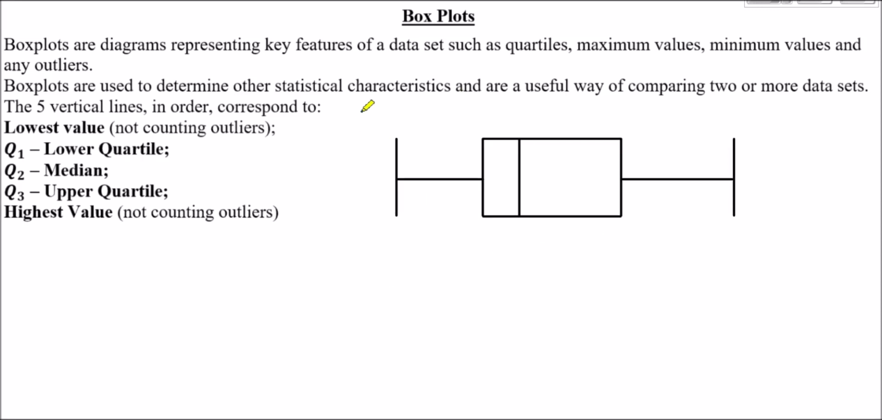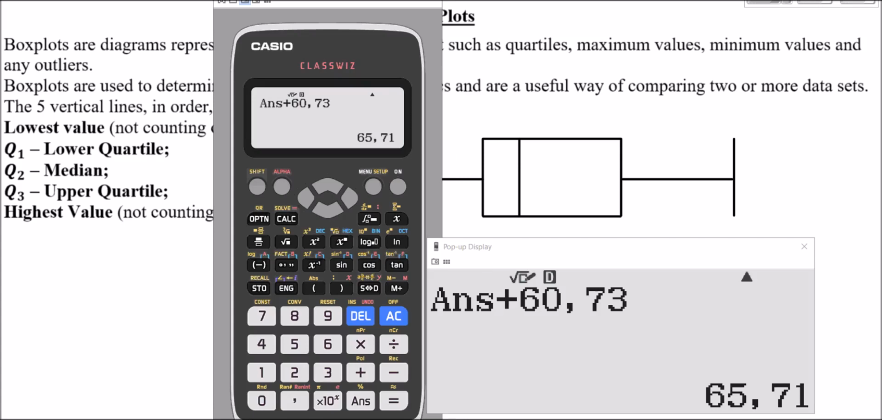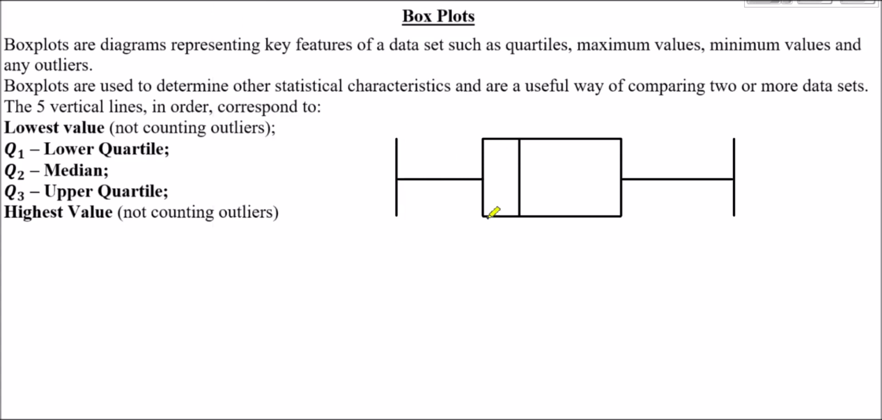Okay, so box plots are used to determine other statistical characteristics and are a useful way of comparing two or more data sets. So the key thing about a box plot is these 5 vertical lines. So 1, 2, 3, 4, 5. These 5 vertical lines correspond to different statistics. In order, from the left moving to the right, the first vertical line represents the lowest value, not including outliers. The second vertical line is the lower quartile. This one is the median. This one at the end is the upper quartile.